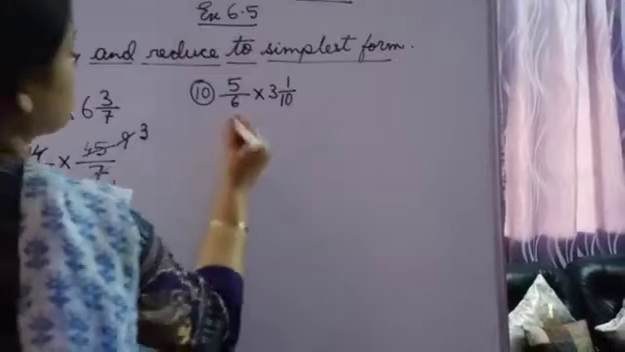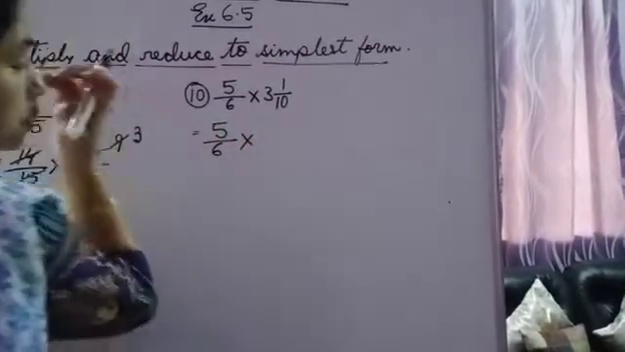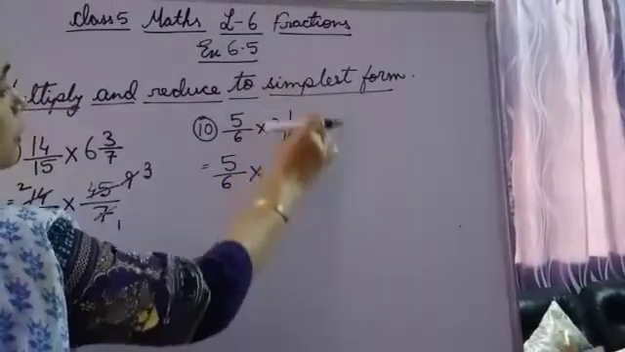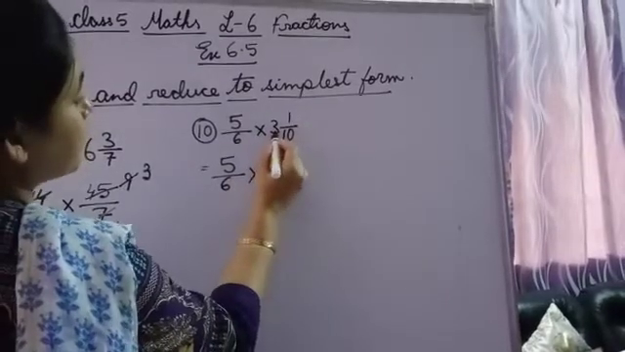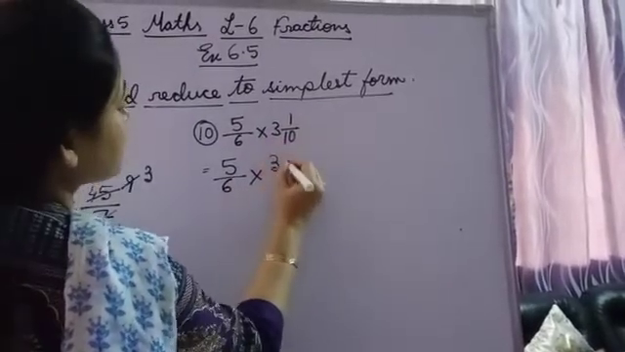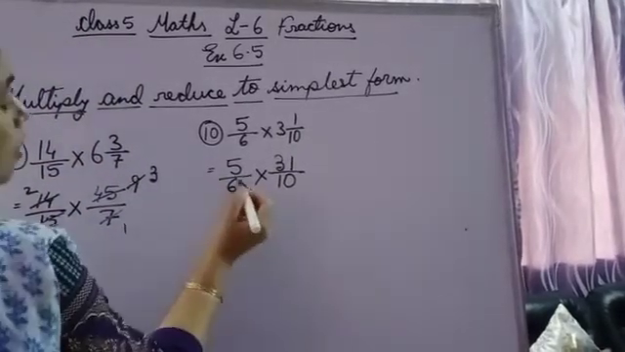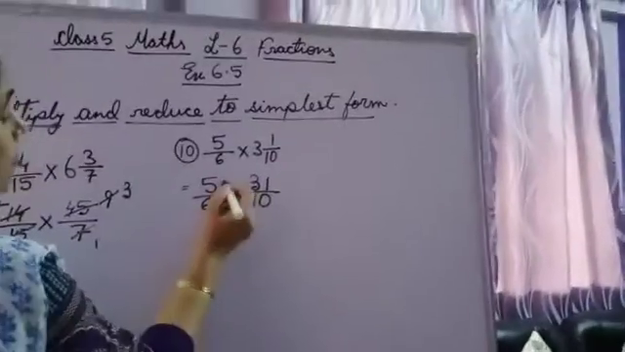Let us do one more sum. So 5 by 6 into, this is a mixed fraction. If you have the mixed fraction, you convert it into an improper fraction. 10 into 3 is 30. 30 plus 1 is 31. 31 by 10. Now let us see how we can reduce to simplest form.